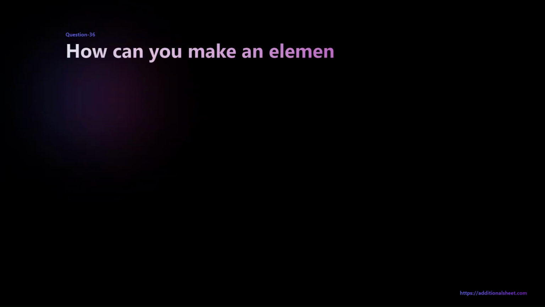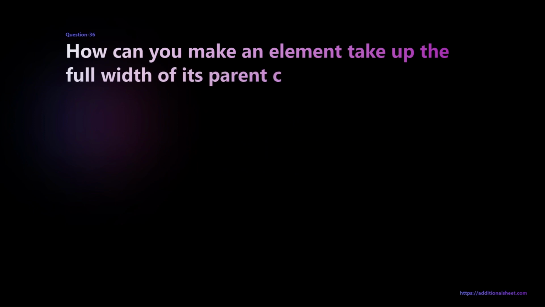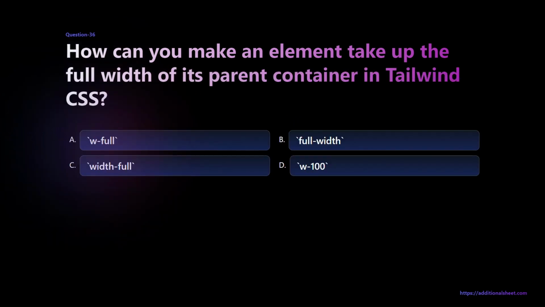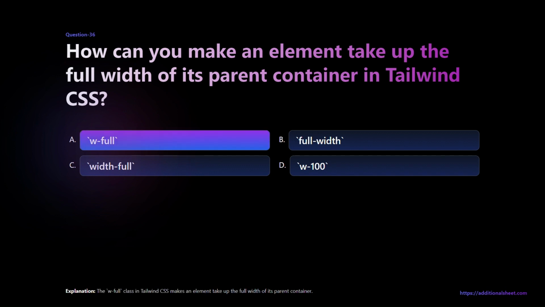How can you make an element take up the full width of its parent container in Tailwind CSS? Option A, w-full. Option B, full-width. Option C, width-full. Option D, w-100. The correct answer is option A, w-full.